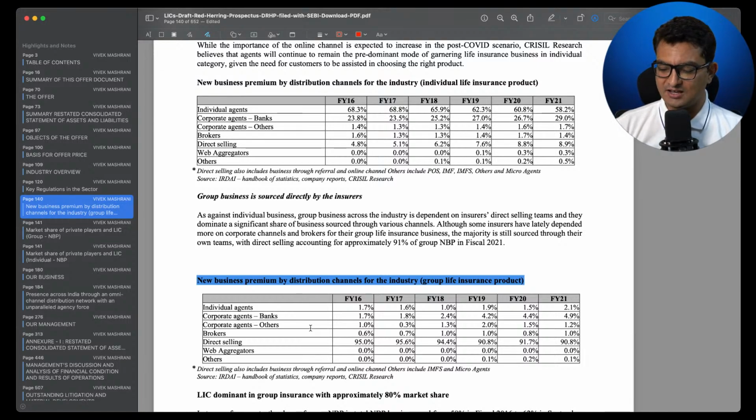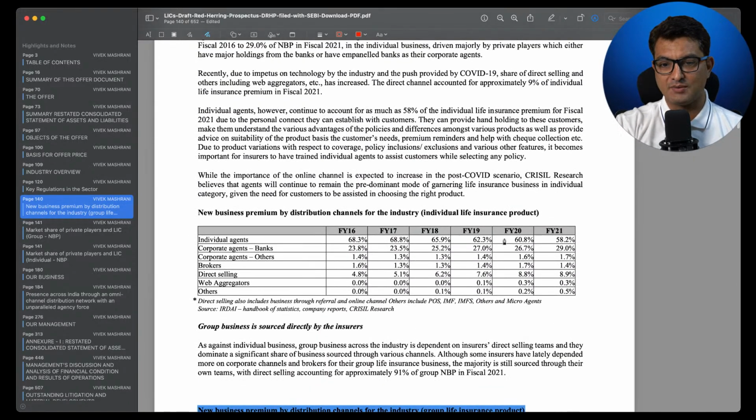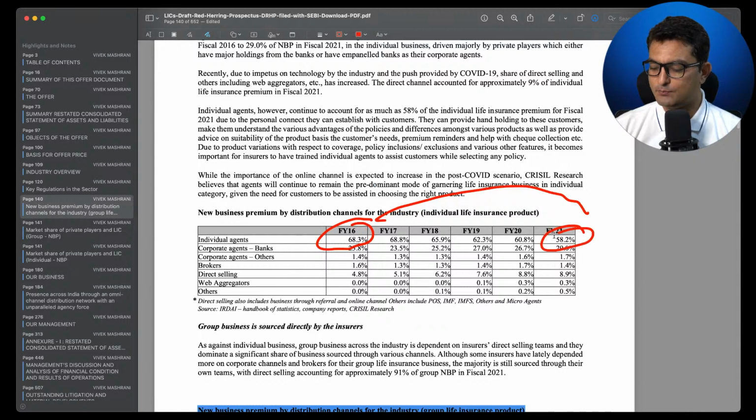And if you see this table, it says new business premium by distribution channels of the industry. And if you see, agents and brokers are steadily declining, and web aggregators and all those things are improving. Okay, and particularly in the individual segment. So if you see individual, it was 68.3%, which has gone down to 58.2%. And if you see other channels, they are actually increasing.